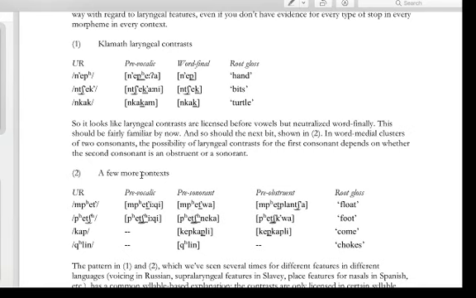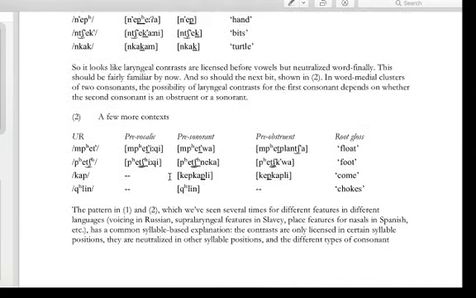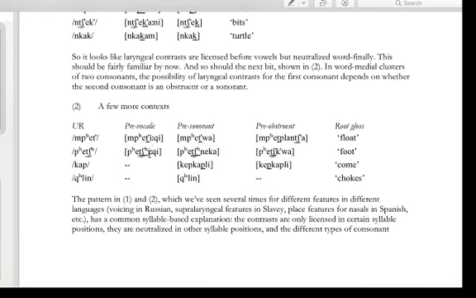So in word medial clusters of 2 consonants, the possibility of laryngeal contrasts for the first consonant depends on whether the second consonant is an obstruent or a sonorant. So again, looking in pre-vocalic position here, I've singled out one ejective, one aspirated, one plain stop, as well as a sonorant here, mainly just to show word initial position. And so what do we find here?